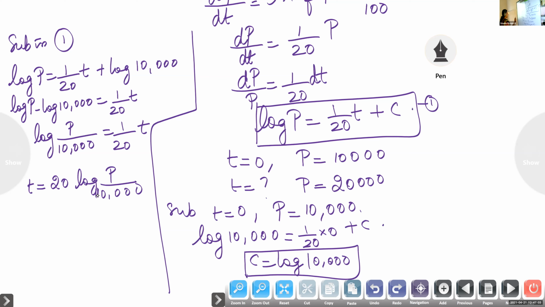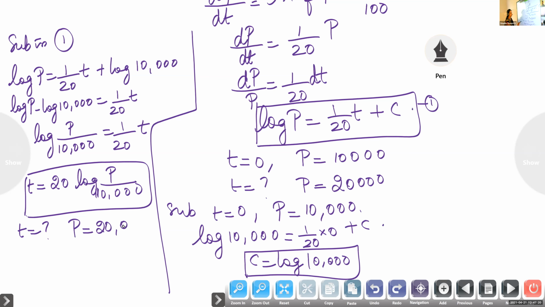So, time we got. Now, substitute the conditions. One more condition is given. We want to find the time: time is equal to question mark when the population gets doubled. The population will become 20,000. When the population becomes 20,000, what is the time? Find out.